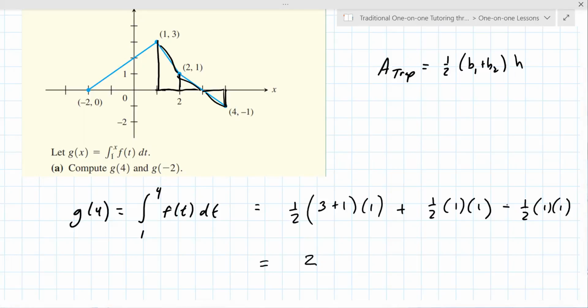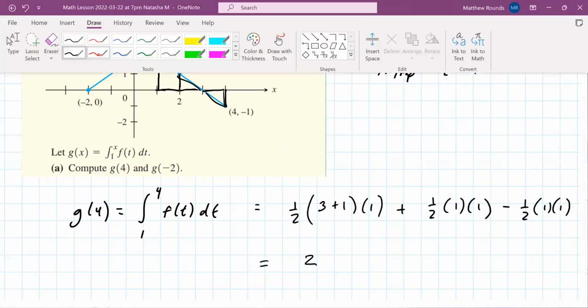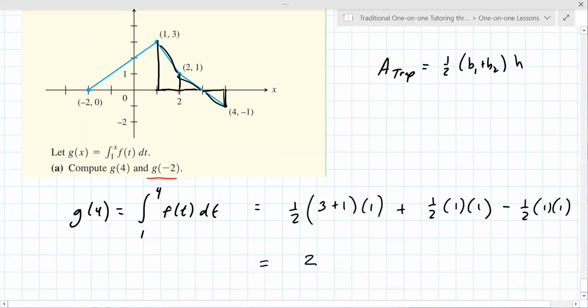All right. So g of -2 is going in the other direction. I'll just point out that it would be all of this here, and you'd have to come up with that. Since it's going left and it's above, it would be negative.